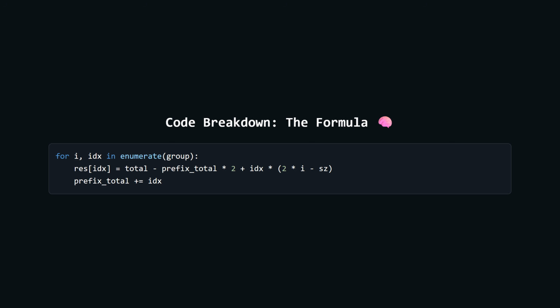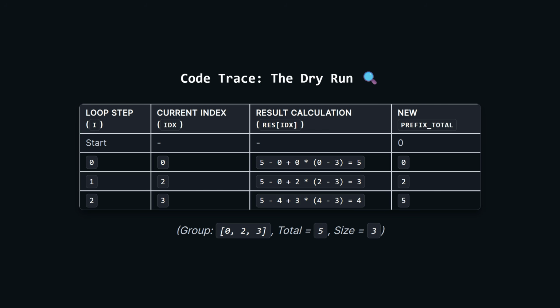This weight perfectly offsets how many identical numbers are behind us versus how many are in the whole group. Finally, we add our current index to the running total for the next loop. To really see it work, let's trace that group of ones we looked at earlier. They were at position 0, 2, and 3. The total sum of those is 5.